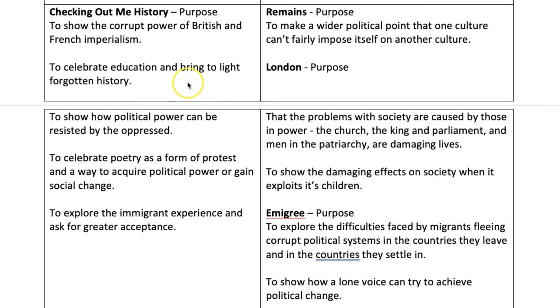Well, we could argue that's very close to the people who wield power in the wider sense with education, and also historically it would have been the church and the king that wielded power when Britain was an imperialist country, to show the damaging effects on society when it exploits its children. And that's a direct link here through education. It's when people are children that they are given the wrong history, and it's when their identity is set.